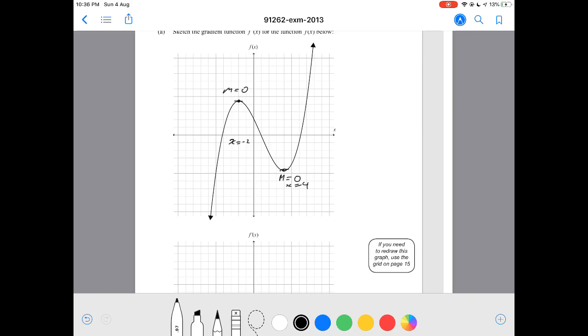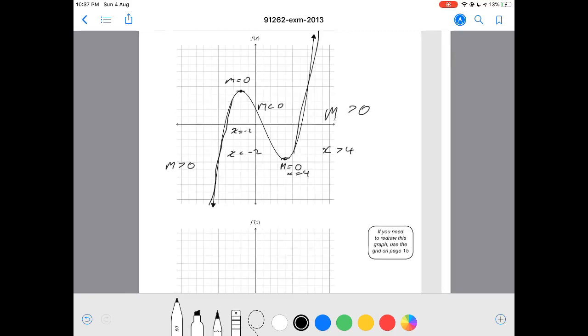As you can see, when x is less than -2, the graph is increasing. That means the gradient is bigger than 0. But after x equals -2, the gradient starts going down. So therefore, this is when the gradient is less than 0. And when x is greater than 4, that's when our m is greater than 0 once again, because it's sloping upwards.